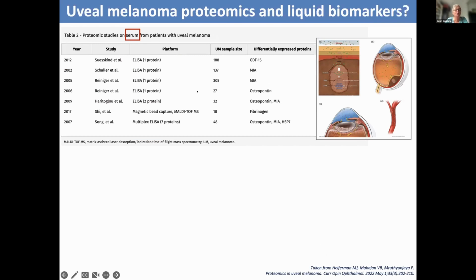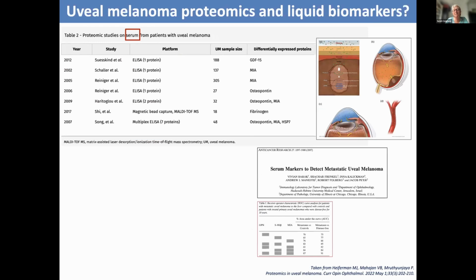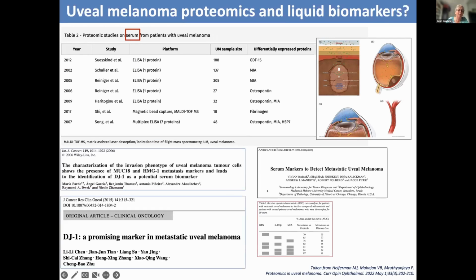So these are older studies which have looked at osteopontin and MIA, and this has been regularly looked at by Jacob Pier's group in Israel. Interestingly, Maria Pardo also came up with a number of proteins in the serum of patients with uveal melanoma, which have since been validated by this group from China.